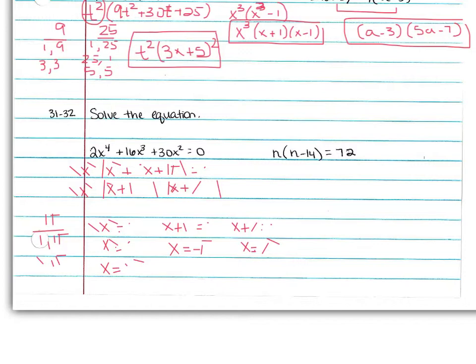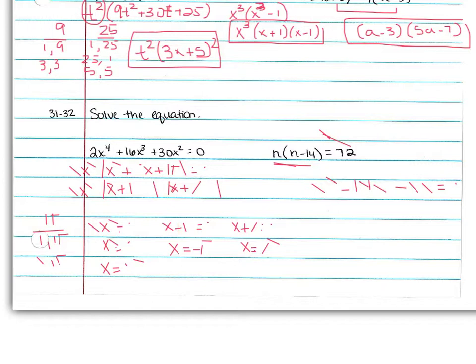And for this last one, it's set up to where you will have to multiply. We're going to multiply and then move the 72 over. So we're going to do n times n, and n times the negative 14, and then I'm going to move that 72 over to the left side. So that's going to leave me with n squared minus 14n, and then when I move the 72 to the left side, it becomes a minus 72. And all of that will equal 0. I need to figure out what factors of negative 72 will equal negative 14.